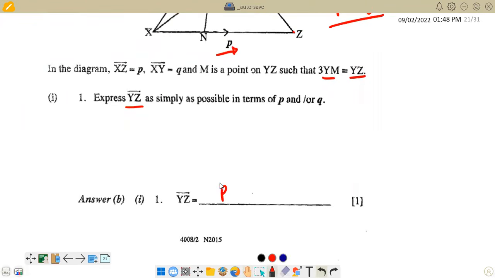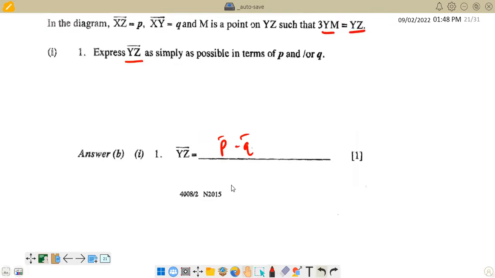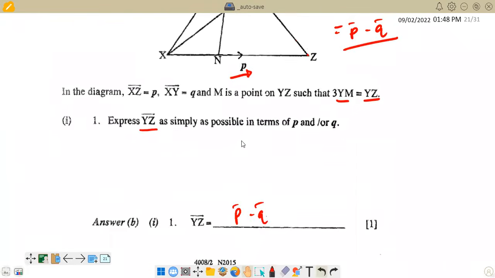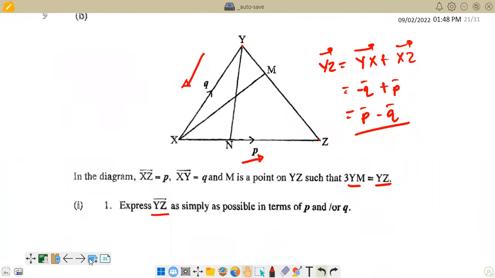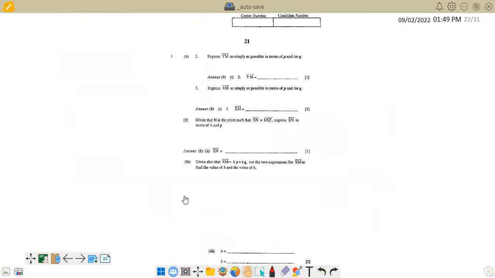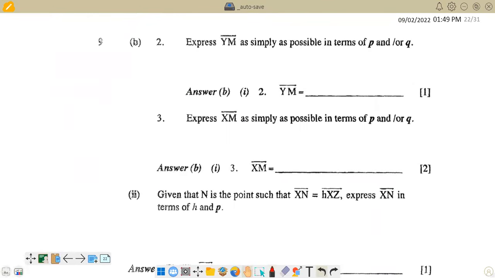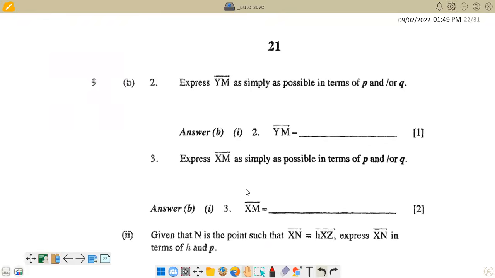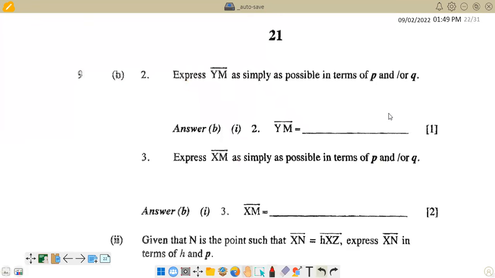But just even looking at the diagram, you can take your answer directly, isn't it? Yes, you can take your answer directly by just looking at the diagram. So that was the first part. Let's move on to the next question on the next page. We are now given to express ym, as simply as possible in terms of p and q. So where's our ym?